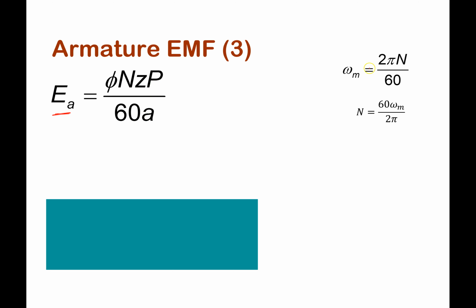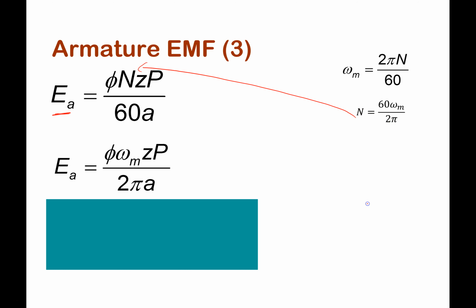Now if I want to change this from N to omega, because omega is what we work with when we talk about torque, then I simply convert. I know omega is equal to 2 pi N on 60. This is simply a conversion from RPM to radians per second. Or on the other hand, N is equal to 60 omega m on 2 pi. I substitute this in here and I end up with this equation.